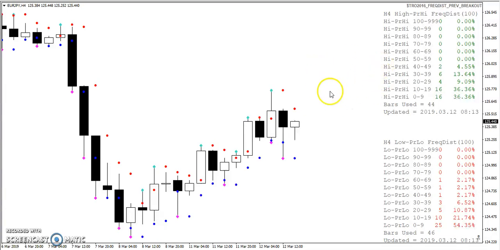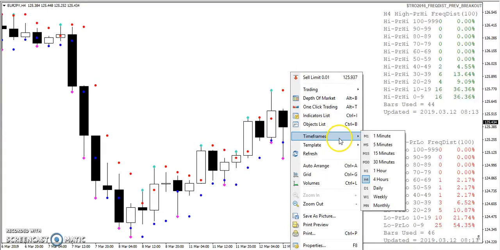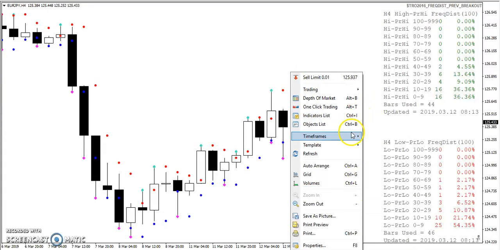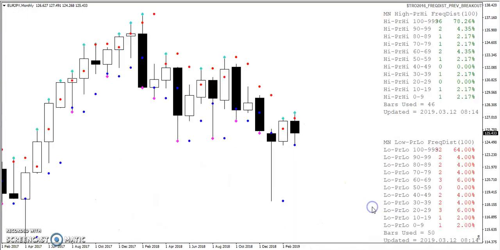So you can see here the H1 and H4 breaks. They can be profitable, but statistically, you don't have statistics in your favor. So that's why we look at the daily, we look at the weekly, and just for completeness, we look at the monthly, and you can see here 100 or more 64, 100 or more 78. So look for the monthly highs for the breakout.